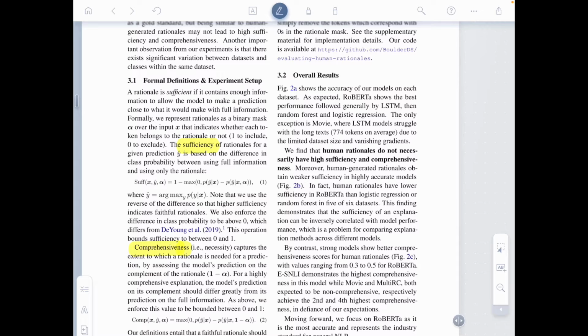And then they scale that from 1 to 0, which means if the sufficiency value is higher, then the difference between this probability is less, and the higher the sufficiency, it means that the rationale is more sufficient to make this classification.